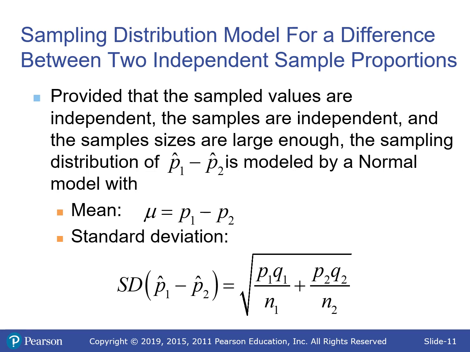So, assuming all the conditions are met, we're looking for the sampling distribution of P1 hat minus P2 hat. We're looking at the sampling distribution of the difference. The mean is going to be P1 minus P2. We don't generally know those. The standard deviation of P1 hat minus P2 hat is going to be the sum of the standard deviations, or the sum of the variances, then square rooted.